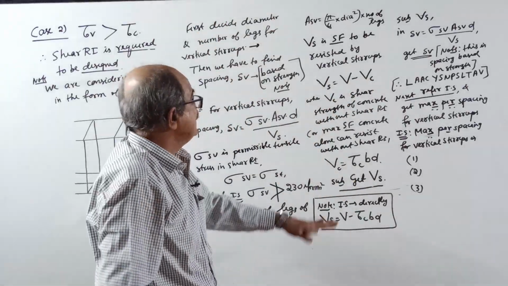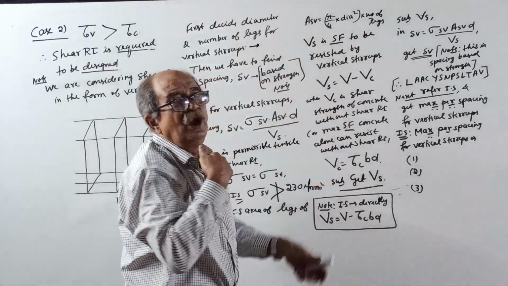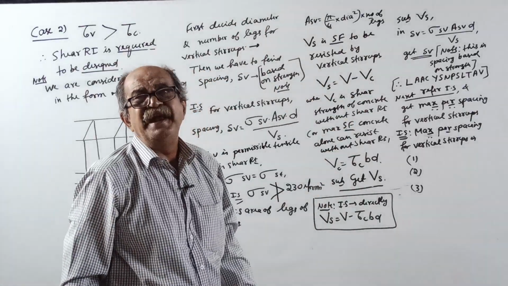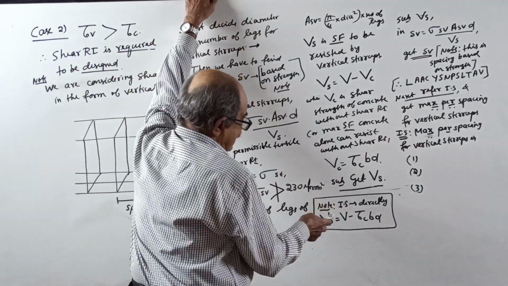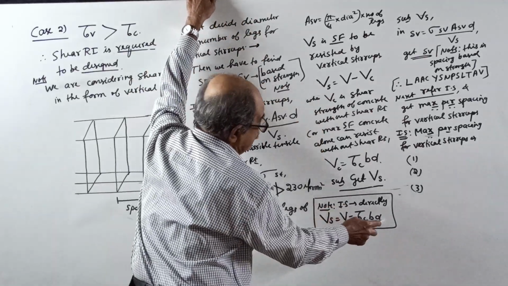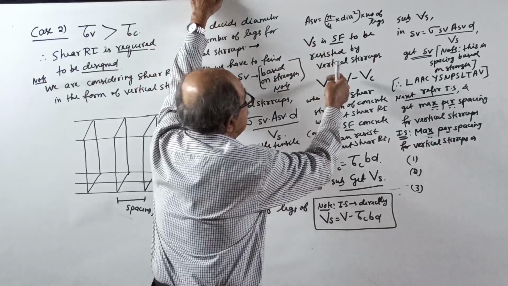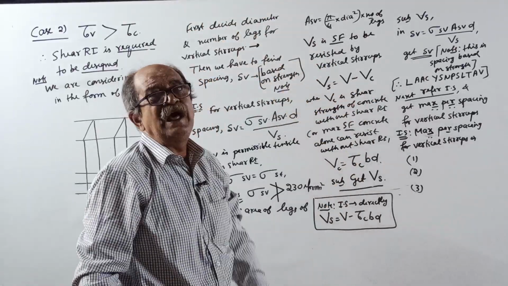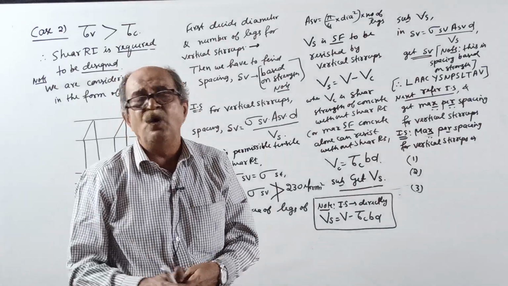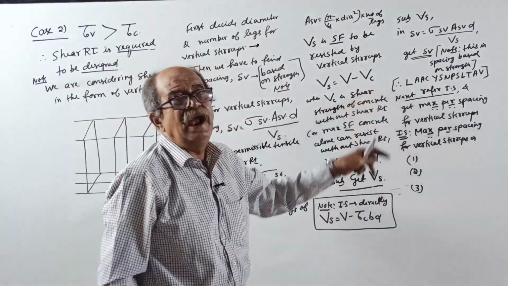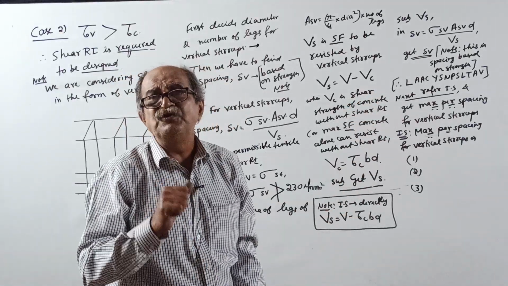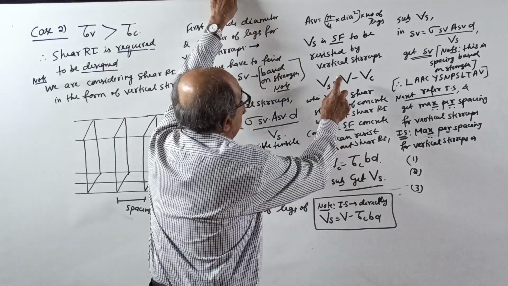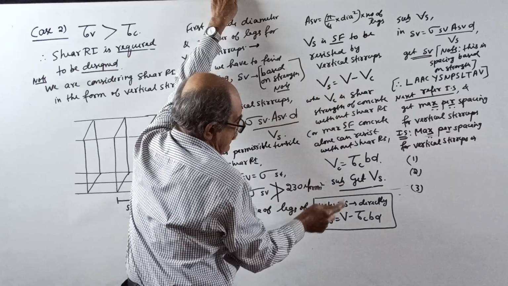Note, this VC, I only introduced for understanding. IS code simplified it. They simply told what? VS equal to V minus tau c BD. Suppose I write that here, VS equal to V minus tau c BD. I don't have to explain why. Formula. No. I want to explain and make you understand what is the tau c BD. So I wrote. So substitute tau c here, get VC, V minus VC, you get VS.